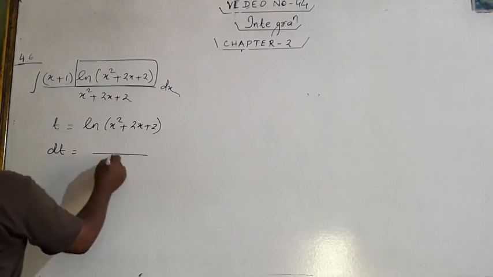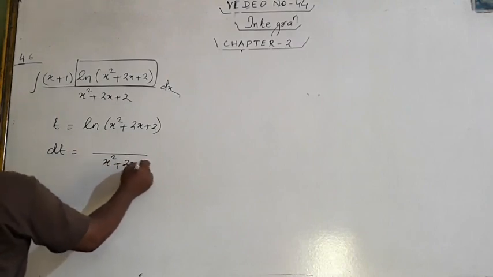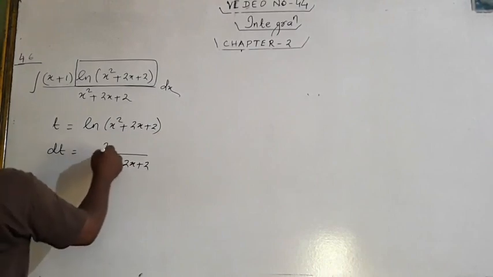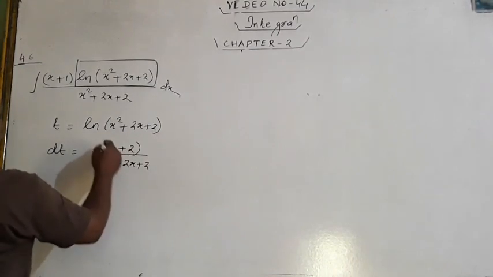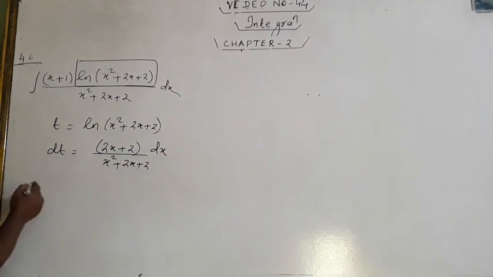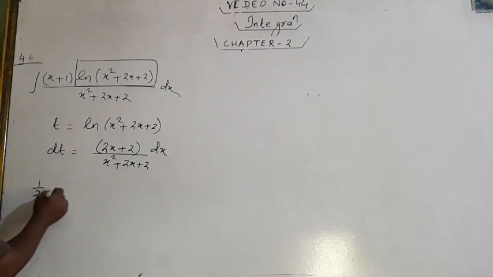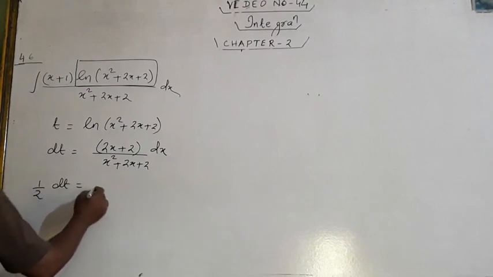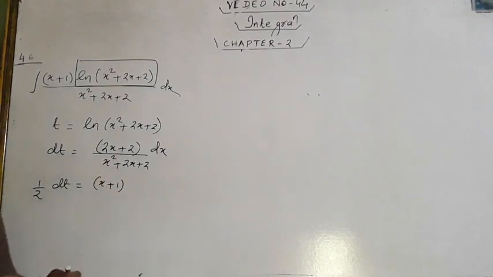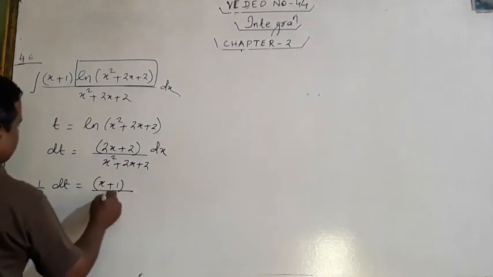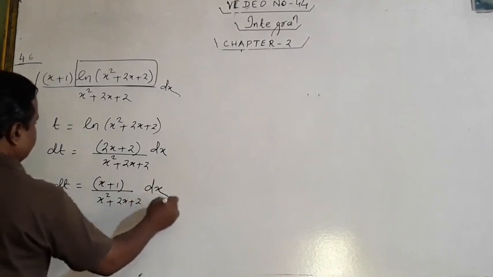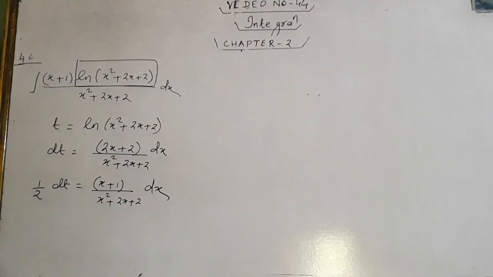1 by x square plus 2x plus 2. Derivative of x square plus 2x plus 2, that is 2x plus 2 whole into dx. Here 2 is multiplied. Take it common outside. 1 by 2 dt, which is equal to x plus 1 by x square plus 2x plus 2 whole into dx. Now look at here. What is happening?